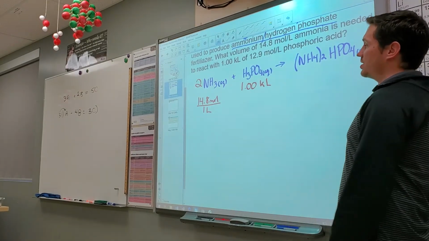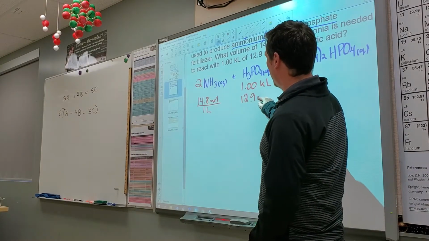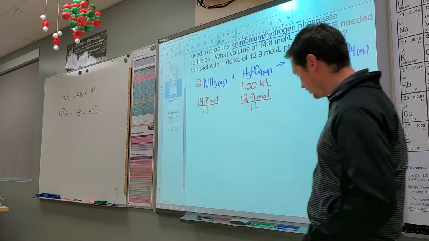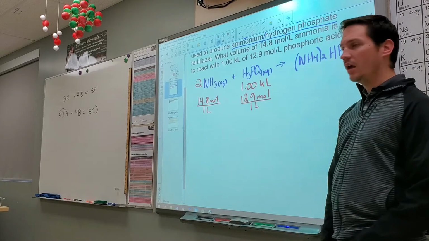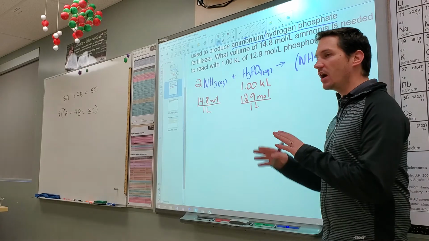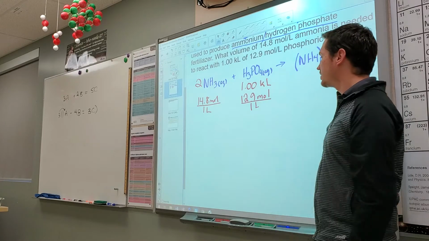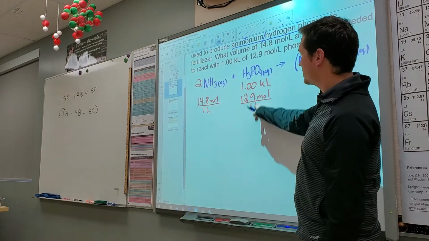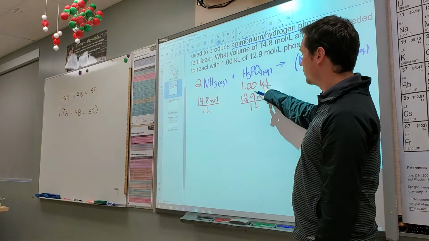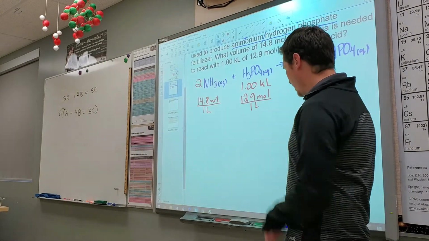And what's the concentration of phosphoric acid? 12.9 moles in every 1 liter. Remember, as long as you can get moles of one substance, you can get moles of the other substance, right? So let's think about this. Of this substance here, can we get moles out of this? The combination of liters, moles, and liters. Yeah, we can, absolutely.